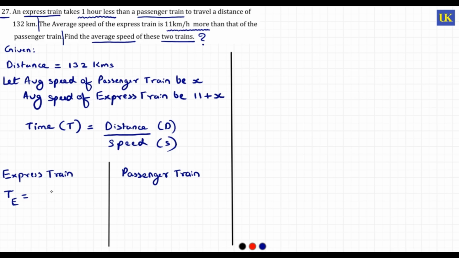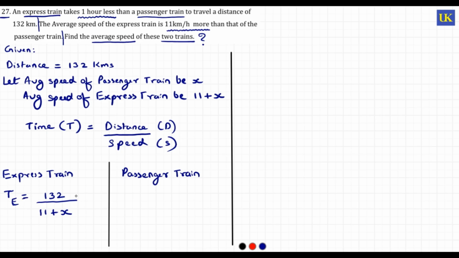Now distance is how much? For both the distance is the same. Okay. So 132. Distance is the same for both the trains, and speed is how much? For the express train the speed is 11 plus x. So I will write 11 plus x. So I am filling all these things looking at this formula here. Time is equal to distance upon speed. So I am looking at this formula and I am filling all these details here.